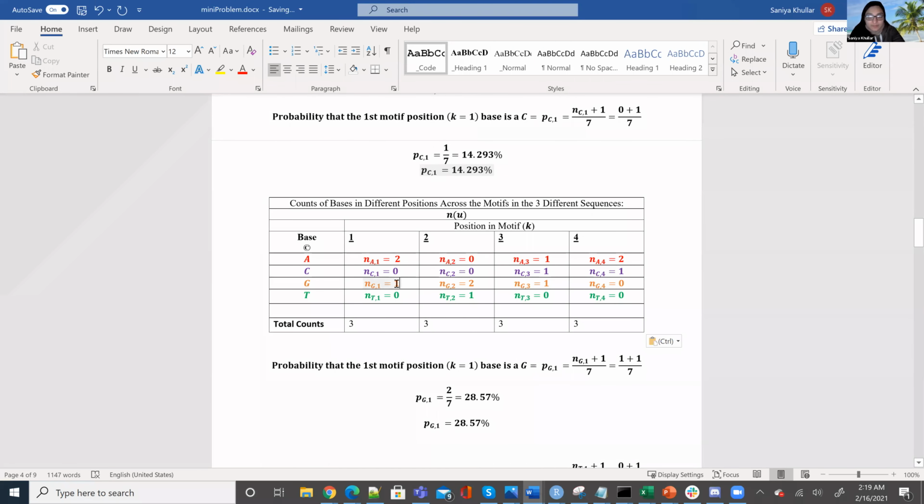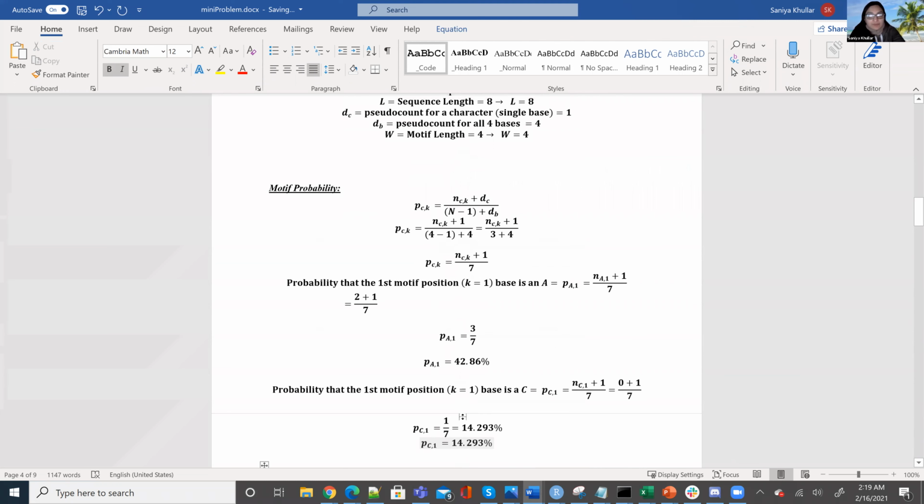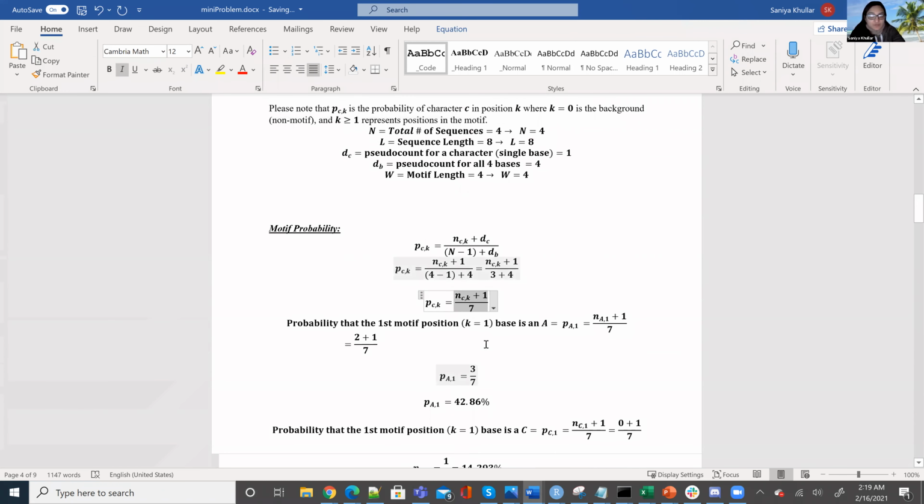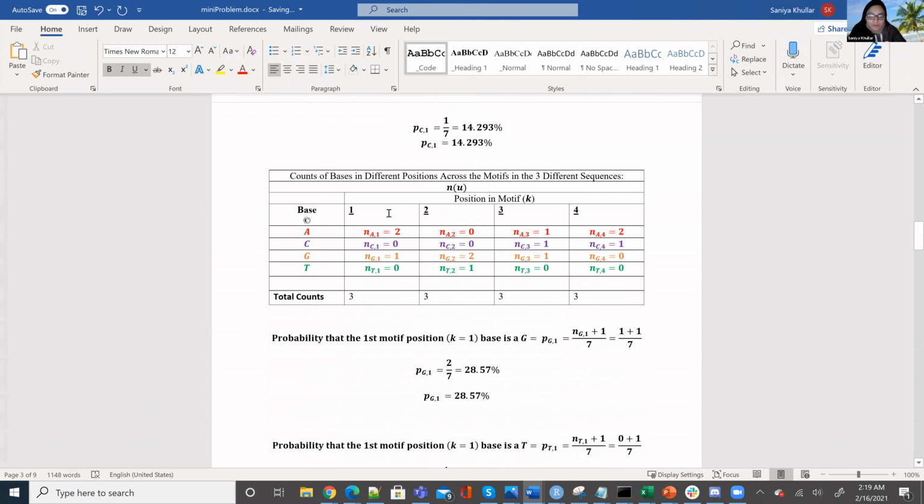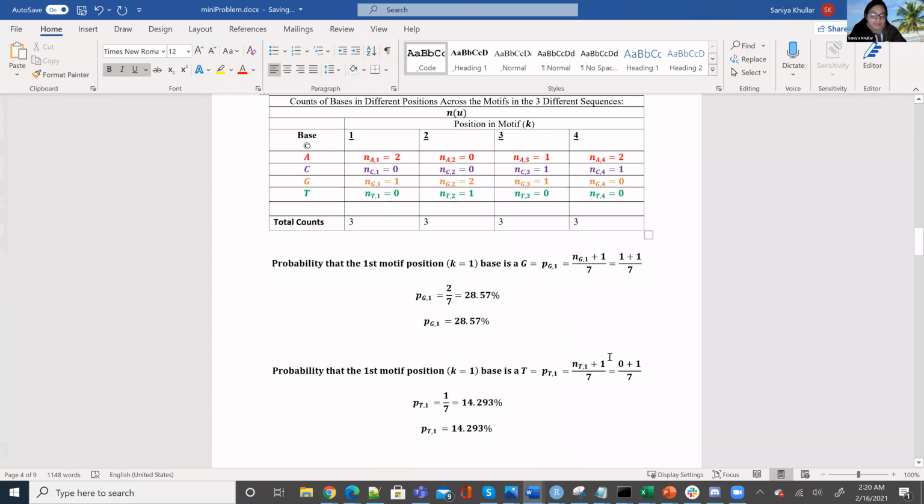For G, there's 1, so I get 1 plus 1. This is me adding the pseudo count again, and this is 2 over 7. Again, I'm using this formula of NCK plus 1 divided by 7, and I got it from here. What we also see here for T is that there's nothing, but this is the reason why we have the 1 over 7, because we don't want it to be a 0 probability. Even if it's small, we still want to capture that. So this is 14.29. So we add this 1 as well.